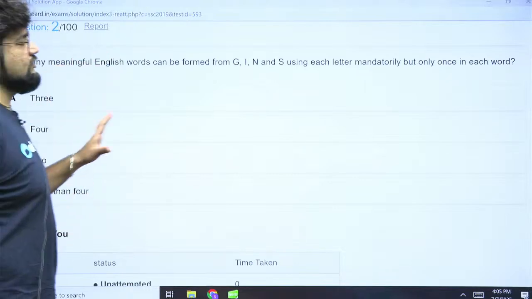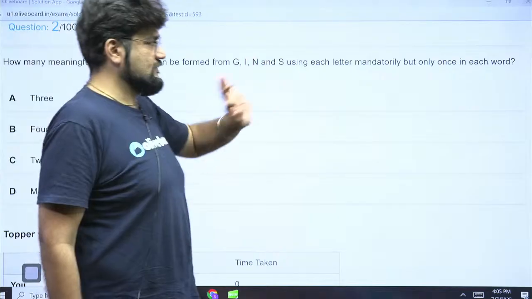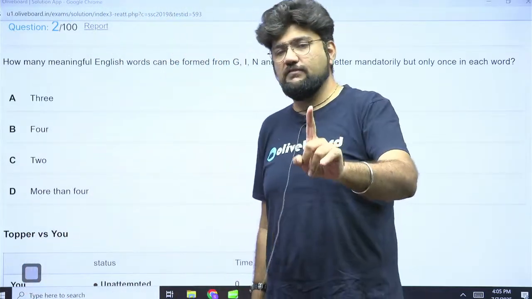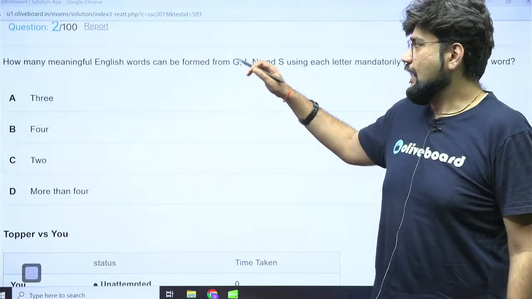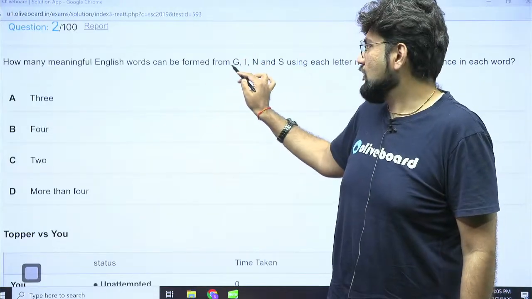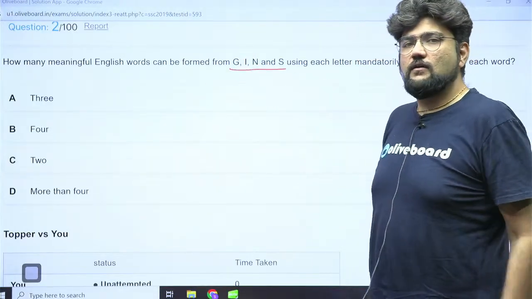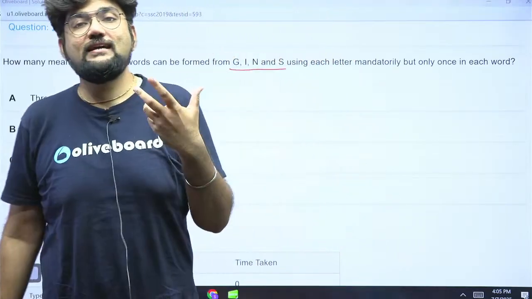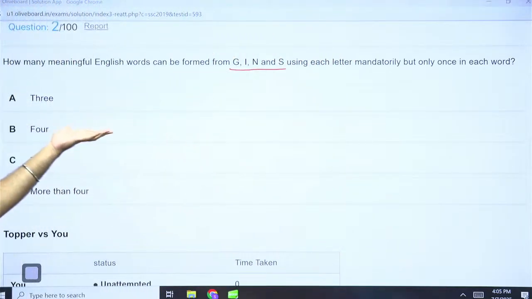The idea is they are giving you 4 letters, G, I, N and S, and they are saying each letter has to be mandatorily used, and only once. So you can't repeat the letters. And they're asking how many meaningful words can be formed. So basically you need to form 4-letter meaningful words from these 4 letters, and tell how many can be formed. Options are right in front of you.